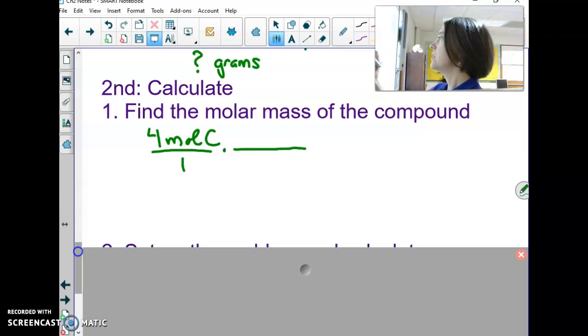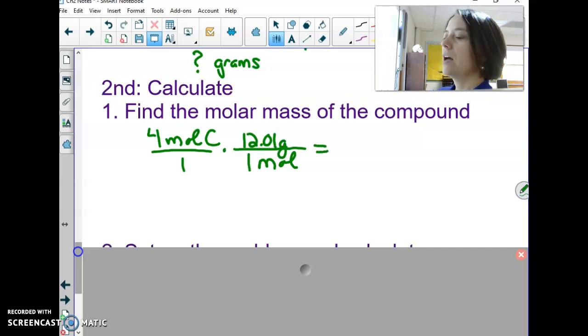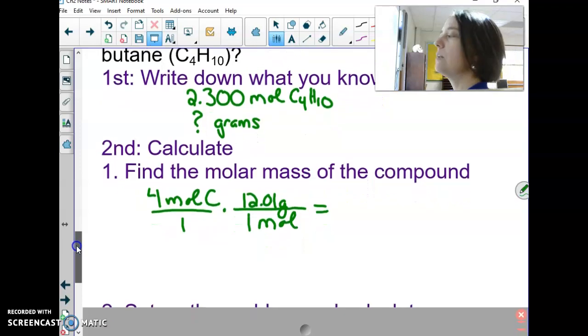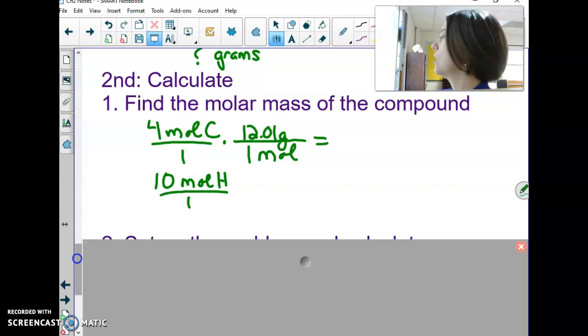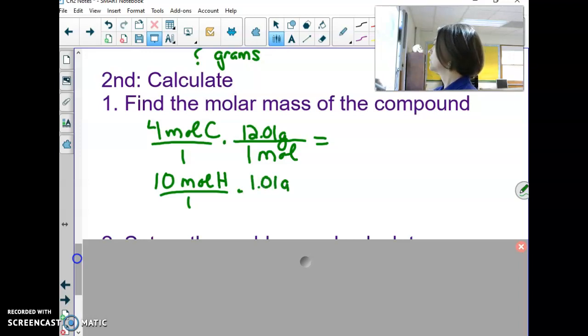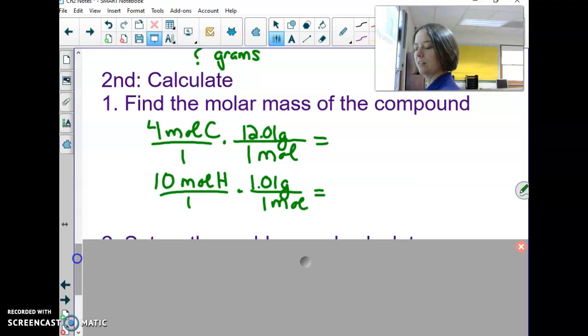And then so 4 moles of carbon, and the molar mass is 12.01 grams. And then in each mole of butane, we're going to have 10 moles of the element hydrogen. So 10 moles hydrogen over 1 times the molar mass of hydrogen, which is 1.01 grams over 1 mole. So I'd like you to do that calculation and figure out the molar mass of butane.